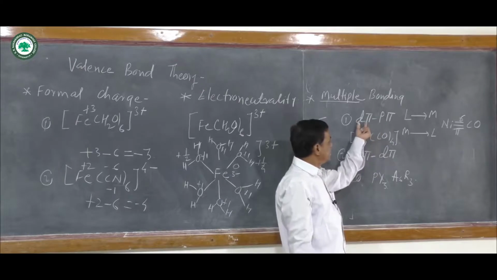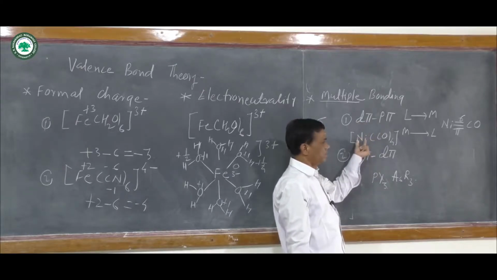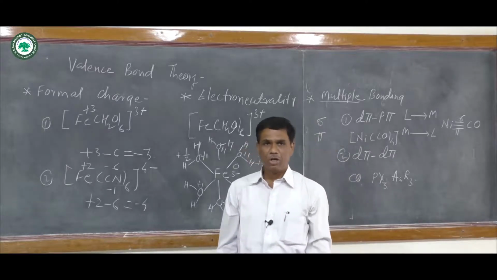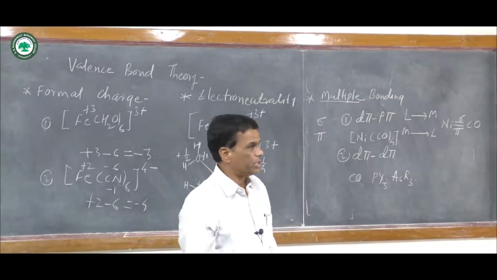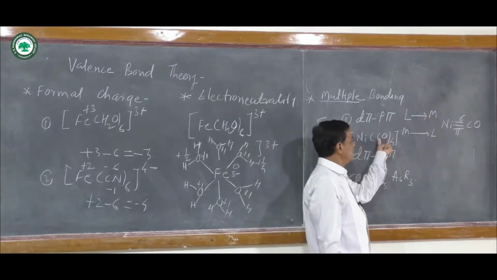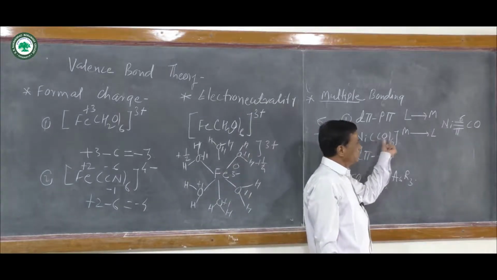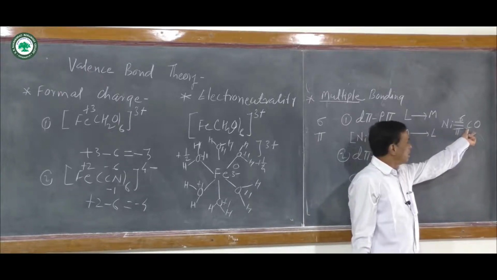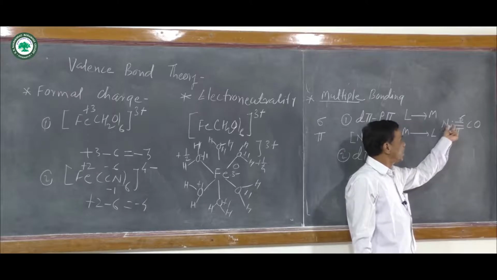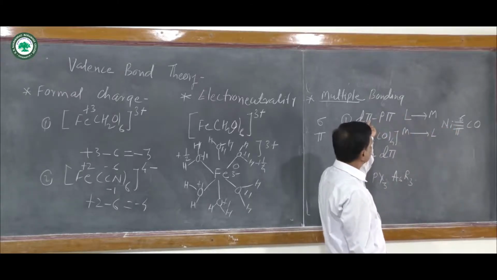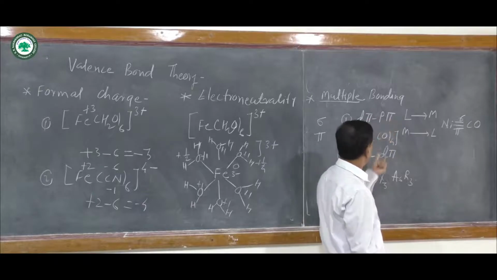Here d orbitals from the nickel metal, nickel has atomic number 28, and the outermost d orbital is used for the bonding. Then from the carbonyl ligand, the carbon atom, there is bonding. Carbon has atomic number 6, and its p orbital overlaps with the nickel d orbital, and the overlapping is known as d pi, p pi type of overlap.